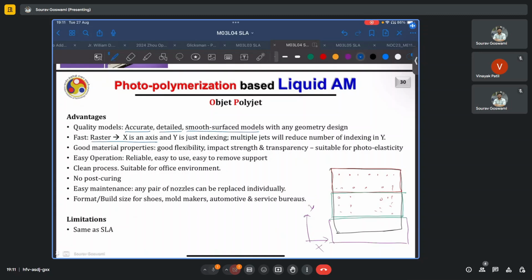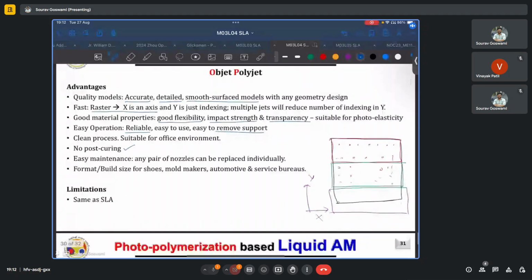The printed parts have good material properties, that is, they have good flexibility, they have good impact strength, and can also be made transparent, or transparent products can also be produced using this process. It is very easy to operate and reliable. It is good for office environments, and the support structures are easily removable just by dissolving in water. No post curing is needed, as was needed in SLA using a UV chamber. Should a pair of nozzles get clogged, they can be individually removed and replaced. Any limitations are the same as those for the SLA process.